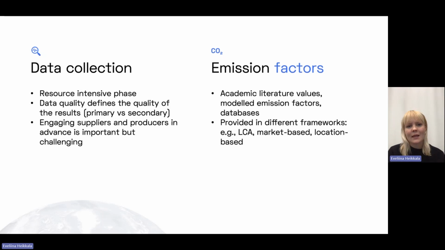And also one point is that engaging suppliers and producers well in advance is very important, but it might also be challenging. And then emission factors. There are a lot of different databases or sources for the emission factors. We have academic literature values, modeled emission factors, or you can model them yourself, and then different databases. And they are also provided in different frameworks. So for example, in the life cycle assessment framework, or then when it comes to scopes, then in market-based or location-based factors. So you always have to know what kind of data you are looking for and then make the decision according to that.